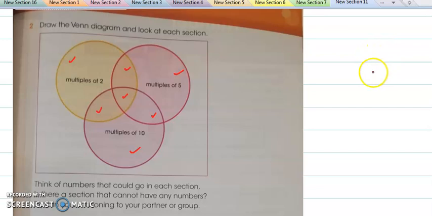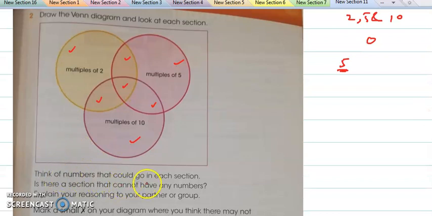So the identification test for a number which is a multiple of 2, 5 and 10 at the same time is that the number ends with 0. If a number ends with 5, it will be a multiple of 5 only. If a number ends with an even number except 0, then it will be only a multiple of 2. So what we have to do is think of the number that could go in each section. If there is a section that cannot have any number, explain your reasoning to your partner or the group.